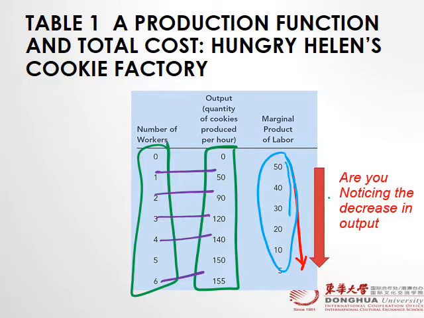So that property in which we talk about that our output is increasing but at a slower rate, we call that property diminishing marginal product.